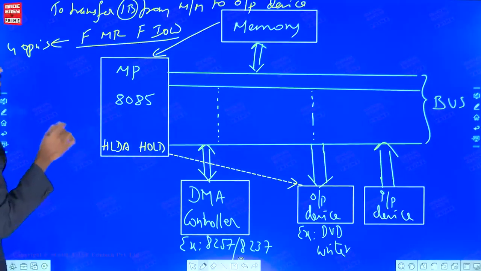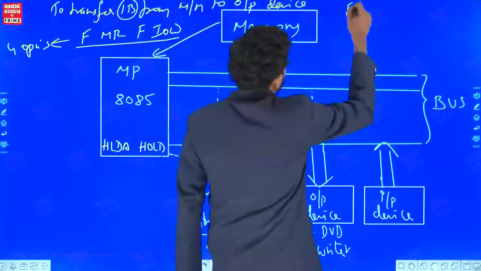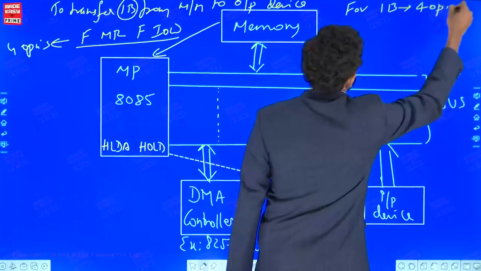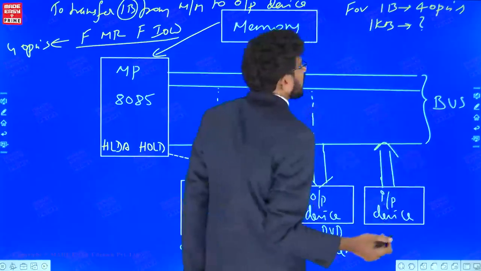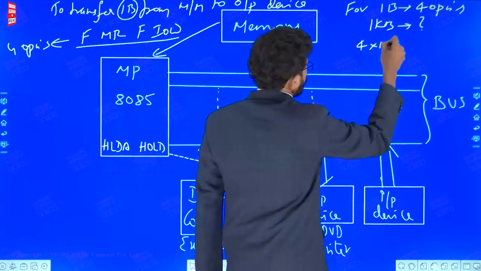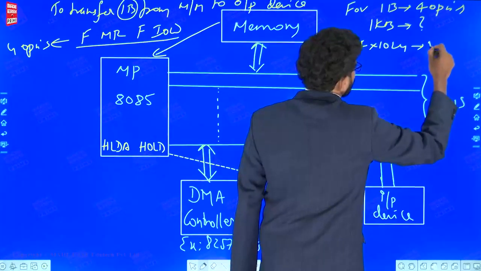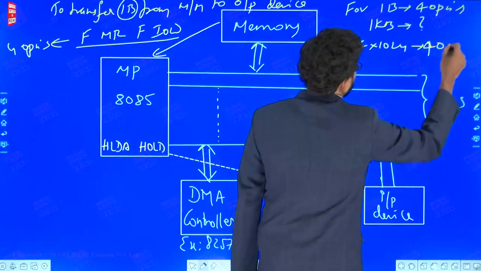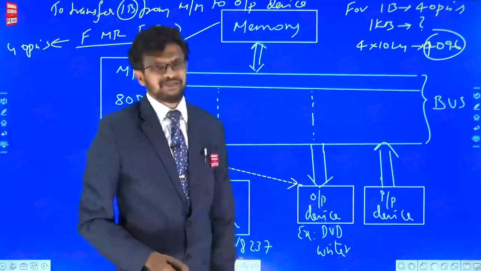Now, for example, for 1 byte, 4 operations are required. Let us say for 1 kilobyte, how many are required? Obviously, 4 into 1024. That is how much? 4096. These many operations. So it involves a lot of memory access. That is a waste of time.